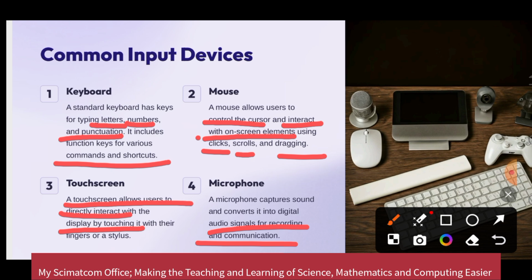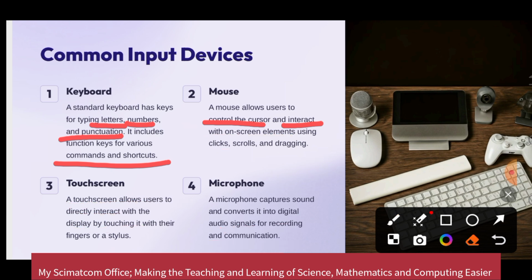At times, when you are speaking with someone who is not close to you, maybe you are in Accra and you are speaking with someone in Kumasi, you take your phone, you call the person. That channel of communication that allows you to send the sound signals to the person in Kumasi is also the use of your phone microphone. So it inputs your sound digitally to the person at the other end.